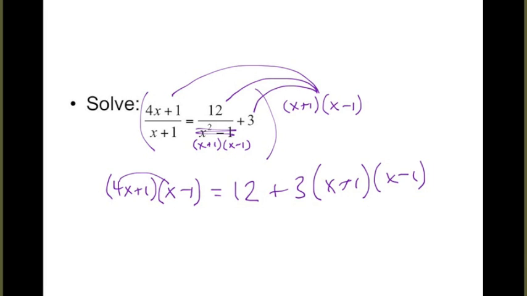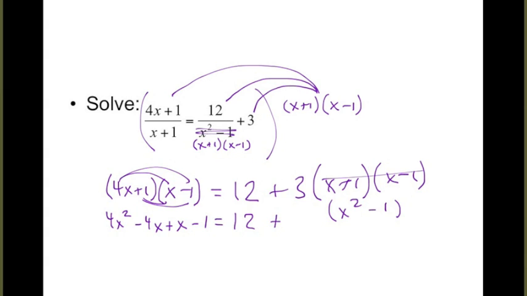So we got a lot of foiling to do to start this problem out. So we get 4x squared minus 4x plus x minus 1. When I FOIL together these two, I'm going to get x squared minus 1 because that's where they came from. We got that from factoring an x squared minus 1. So when we FOIL them back out, we're going to get right back to where we started there. And then I need to distribute that 3 through. So I'm going to get 3x squared minus 3.